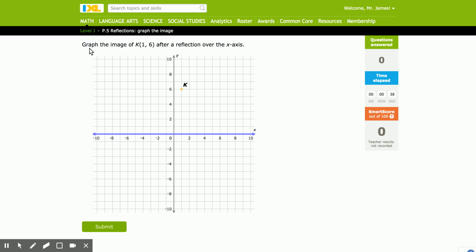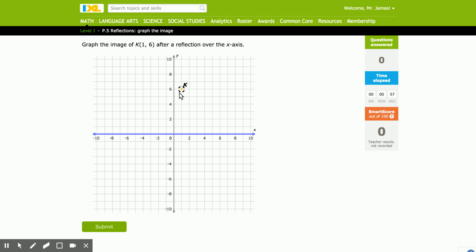Okay, so we're going to look at IXL level JP5. And when we talk about this, we're talking about reflections or flips across a line of reflection. In this case, they tell us that it's over the x-axis. That's this line right here. And they help us out by making it clear that the purple line is the line we're reflecting over.